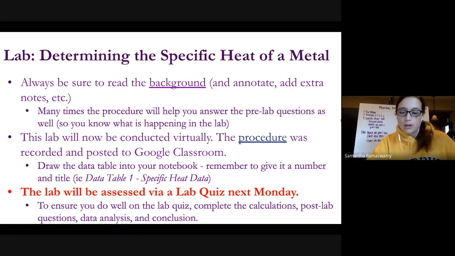When you're watching the procedure, make sure that you're drawing the data table in your lab notebook. There's a data table on technically page 3 of the lab that has masses and temperatures, so draw that data table into your notebook. If you don't have a ruler or a straight edge, just try to make it as straight as possible. But remember to give it a number and a title. Every data table that you draw in your lab notebook needs a number and a title. So data table 1, specific heat data, or data table 1, mass and temperatures.